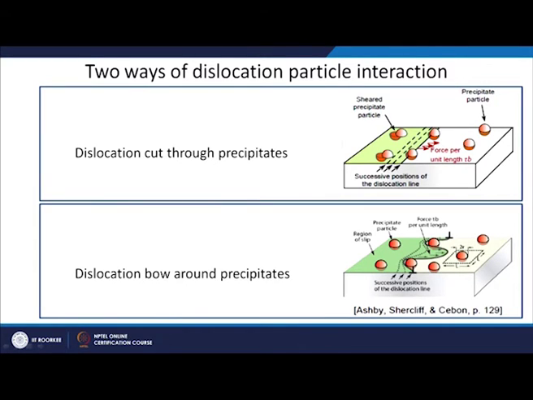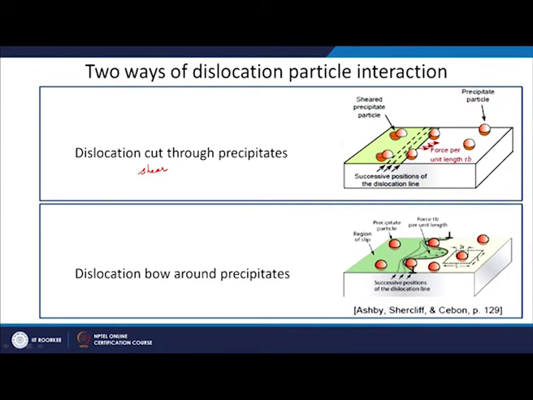So, cut through, or you can say shear through. Either it can be shearing of the precipitate, or you can say it is cutting through the precipitate. You can see the precipitates are shown here, a spherical precipitate. They have shown a cut section and the dislocation is moving. They are showing successive positions of the dislocation line, and force is applied perpendicular to the dislocation line. It is a spherical shape.